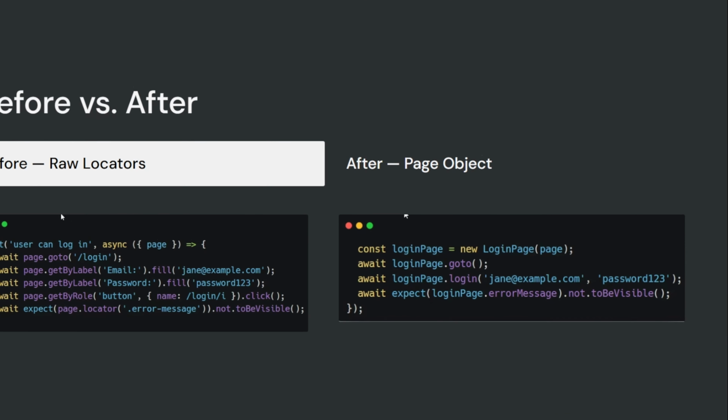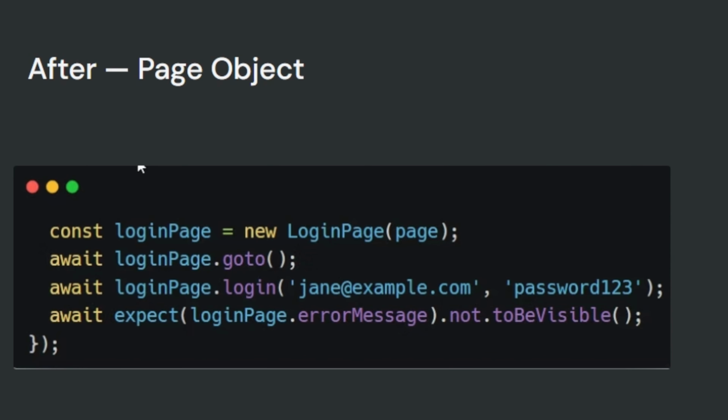It's pretty rough. Now here's the same test but using a page object. See the difference? The test reads almost like plain English. Go to the login page, log in, check for errors. And what that means is that if a button selector changes, you fix it in one place, the login page class. Every test that uses loginPage.login automatically gets the fix. That's the whole win right here.